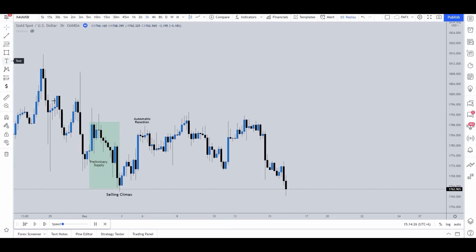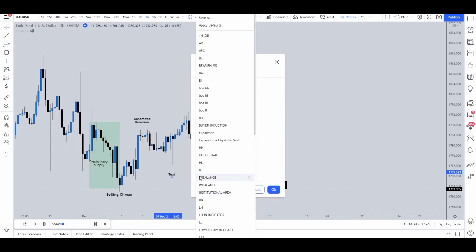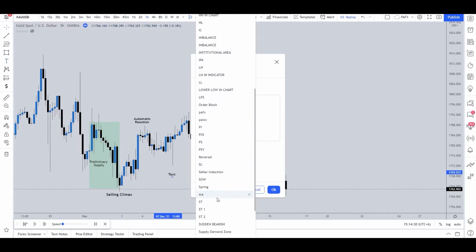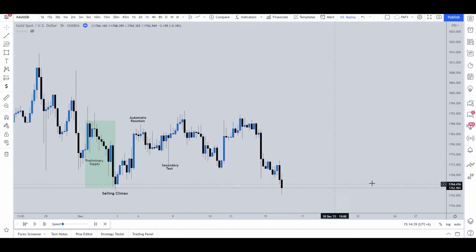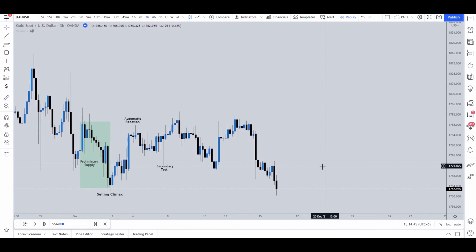After that, we have seen a secondary test. Now what is a secondary test? In which price revisits the area of the selling climax to test the supply or demand balance at these levels. Now after the secondary test, we were waiting for the final move, which is the spring.